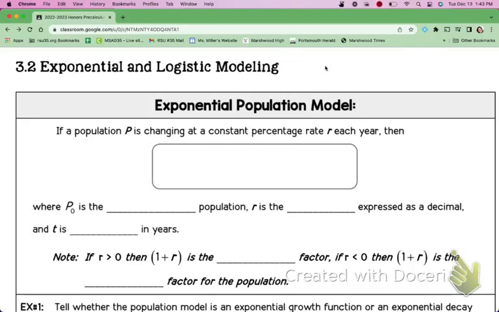We're going to go through a bunch of different models that have exponential functions involved in them. I think this was a part of the 3-1 notes that you were listening to for homework.